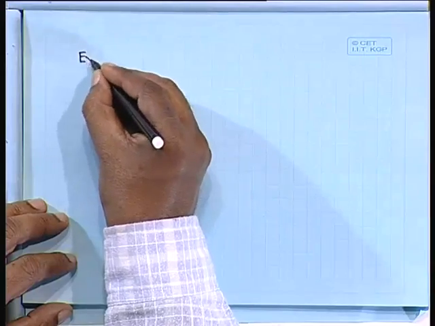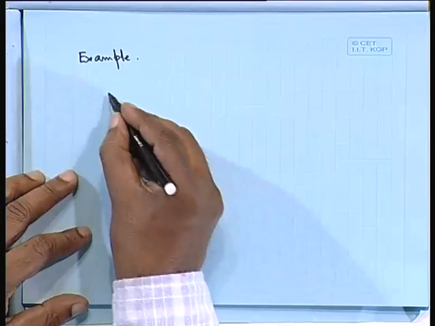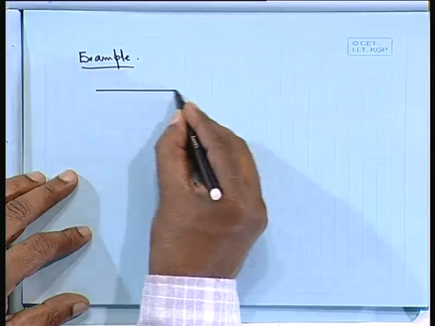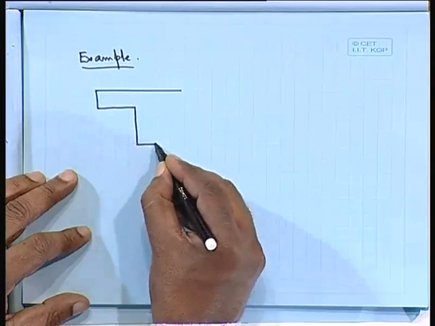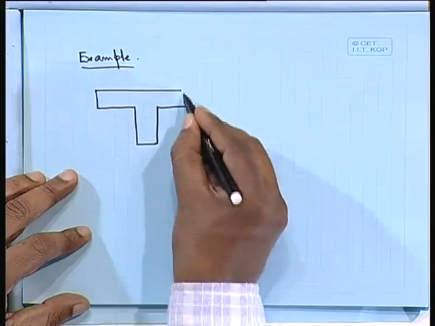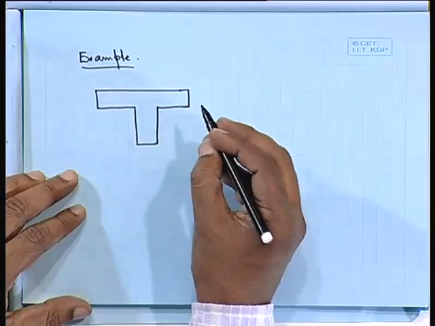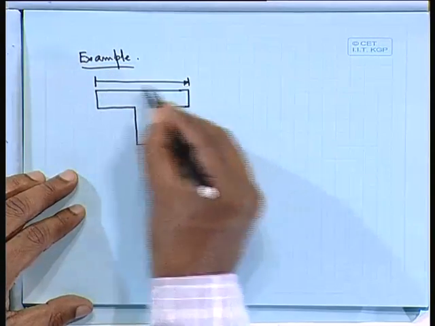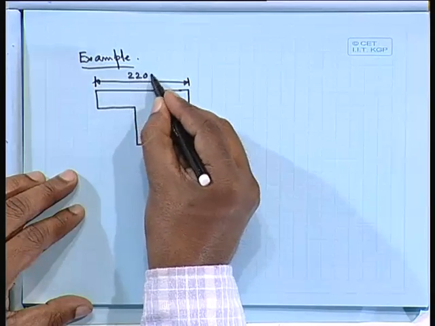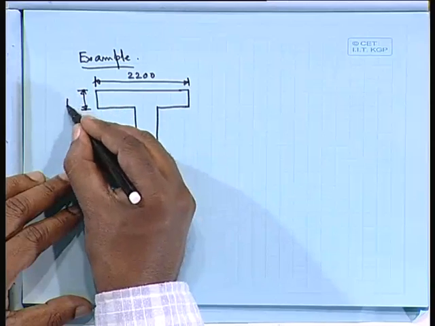So I think we can take one example that will be easier. Let us take one T section, and let us assume that we have designed it for some applied load. Now we have to check the deflection. So this is 2200. Let us say the slab depth, which is the depth of the flange, also 125.